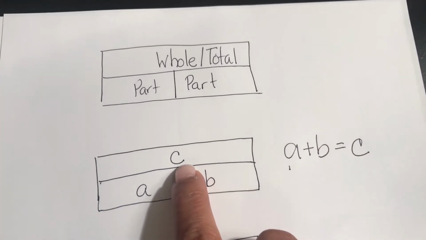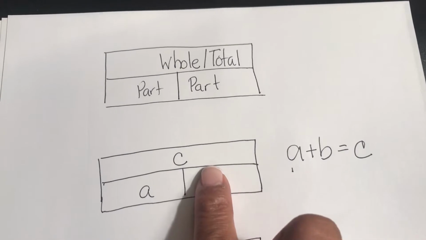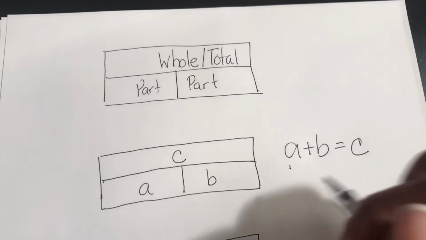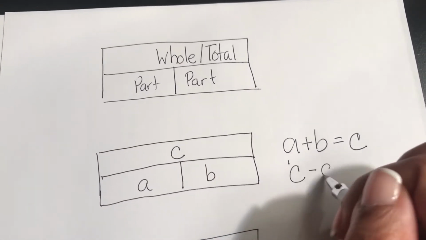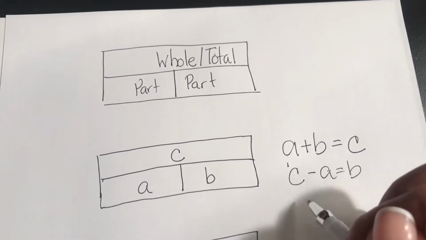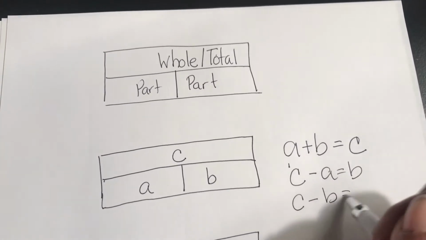And if I know what C is and A is, I can figure out this other part. I can do subtraction, C minus A, to get that one, or if I know what B is, I can use that to find A. So let's use some practical numbers.